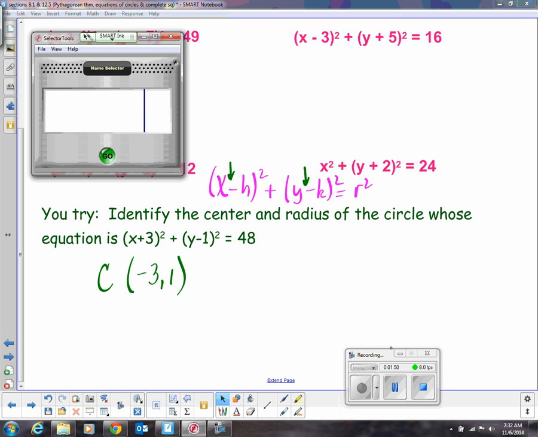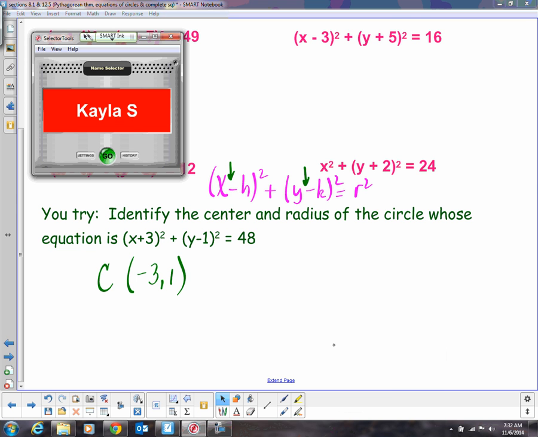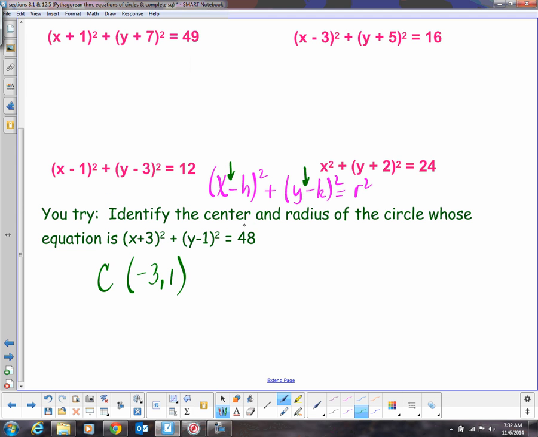Radius goes to Kayla. Okay, now this 48 is what? Right. R squared is 48, so how do I get down to R? Right, and what is that? So R is going to be the square root of 48, or 6.92.